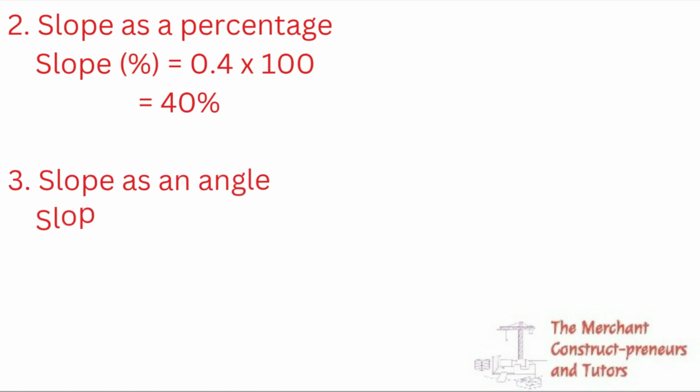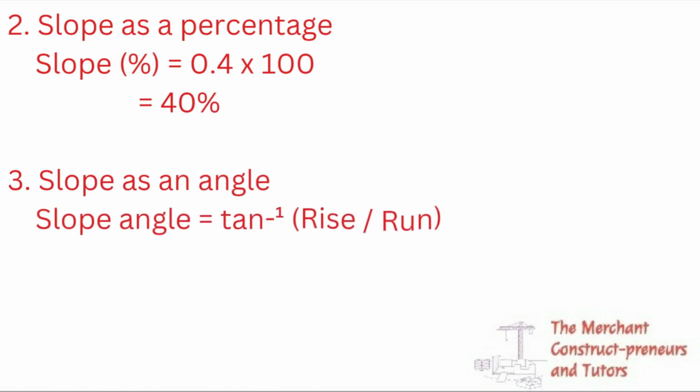The second one is to calculate slope as a percentage. Since we already have our slope, you just multiply it by 100. So 0.4 multiplied by 100, we have 40%. Just as simple as that, right? It's just 40%.